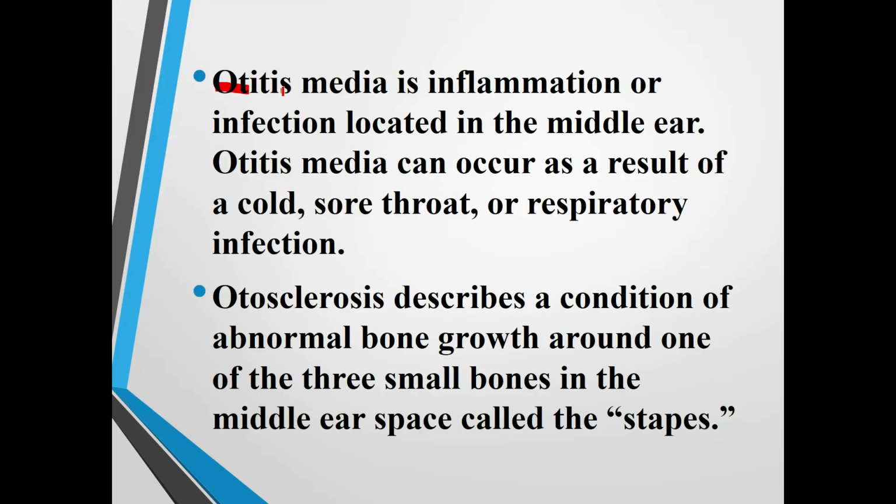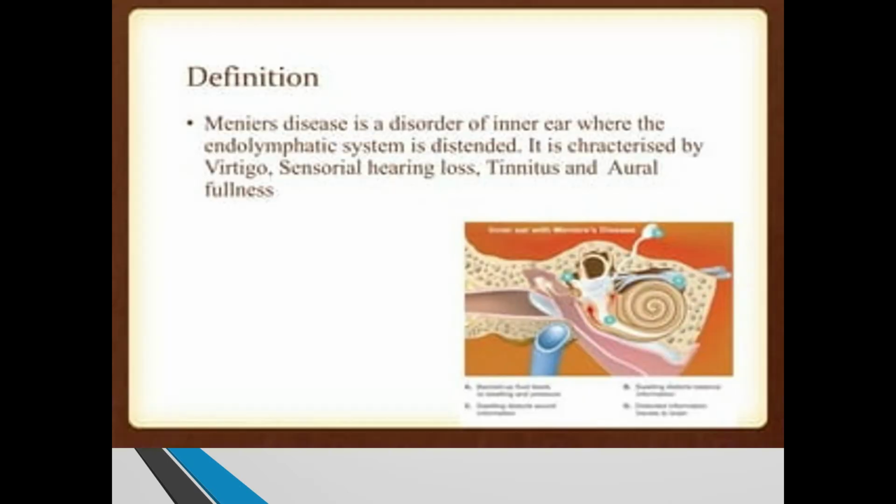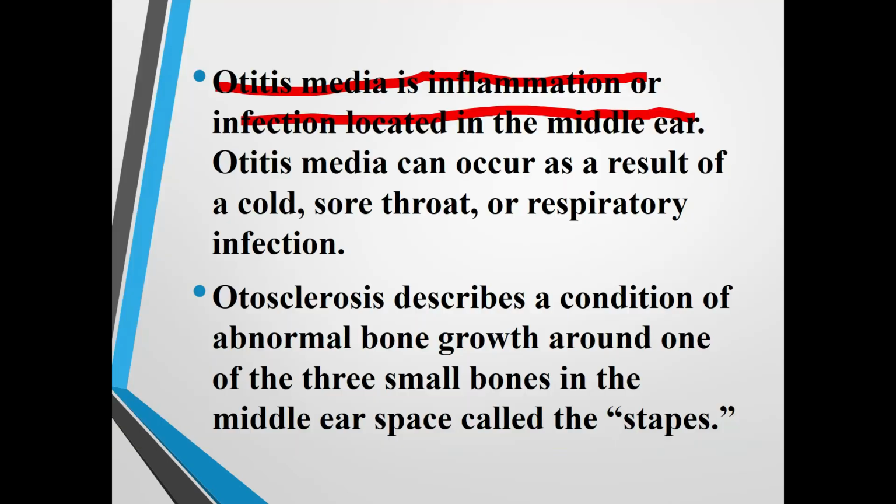And otitis media, it is an inflammation or infection located in the middle ear. Meniere's disease is a disorder of the inner ear, whereas otitis media is located in the middle ear. Otitis media can occur as a result of a cold, sore throat or respiratory infection. Otosclerosis describes a condition of abnormal bone growth around one of the three small bones in the middle ear space called the stapes.